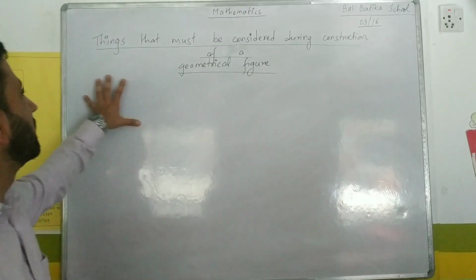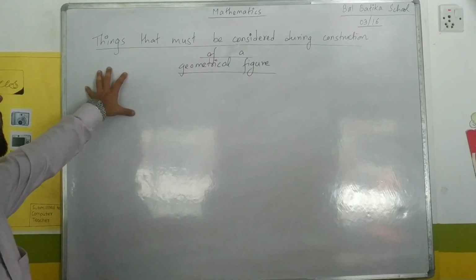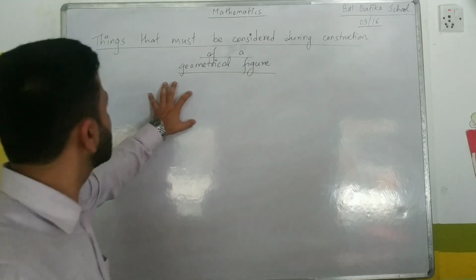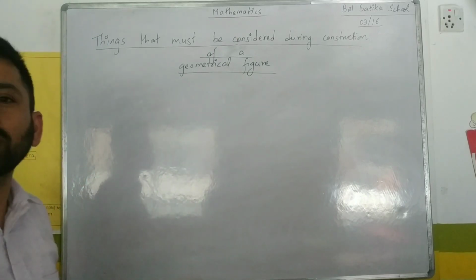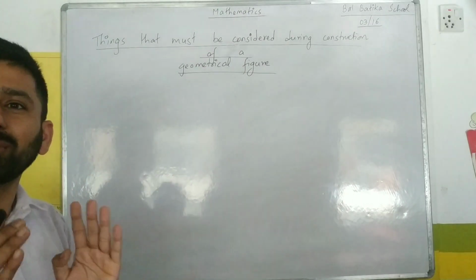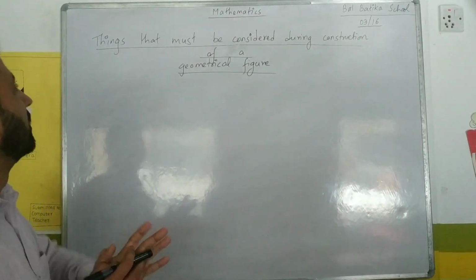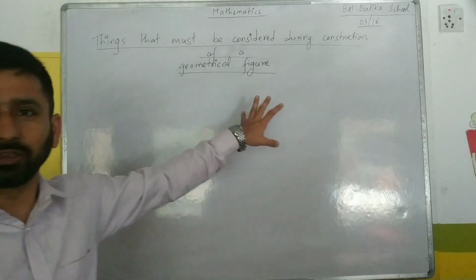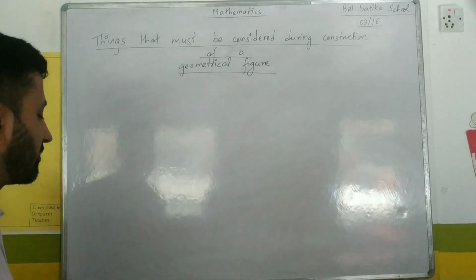Okay, now here in geometry today I have chosen a topic that is very important while doing a construction of any geometrical figure. That may be a rectangle, a square, or a parallelogram. What are the things that must be considered during construction of a geometrical figure? Okay, now let's begin.